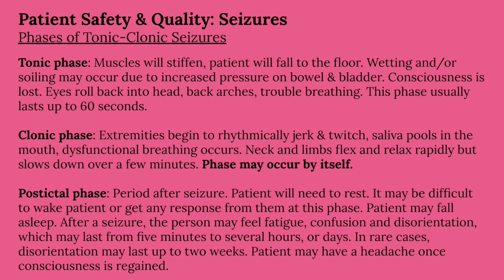During the clonic phase, the extremities will begin to jerk and twitch, saliva may pool in the mouth, and the patient may have dysfunctional breathing. The neck and limbs will rapidly flex and relax, but this will slow down toward the end of the seizure. And just as a patient can only have a tonic seizure, a patient may also just have a clonic seizure and not have the tonic phase. The period after the seizure is referred to as the post-ictal state.